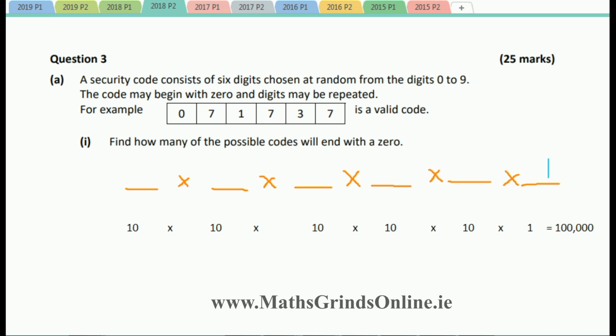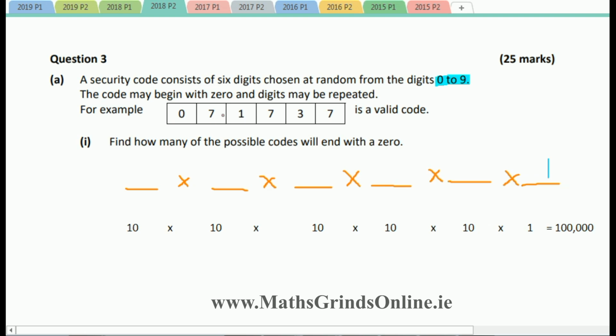So first thing to note, as we go from 0 to 9, don't fall into the trap. There's 9 numbers from 1 to 9. But if we include 0, there are obviously 10 numbers. If you think of the digits on a phone, for example, that will help you come around to that realization. Anyways, the code may begin with 0 and digits may be repeated.